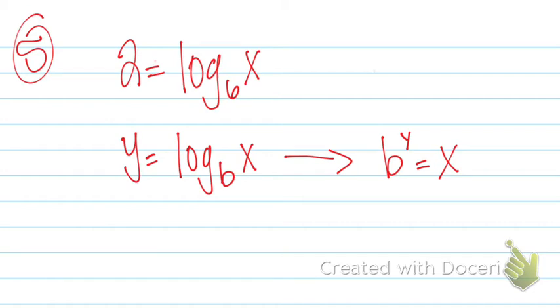So, what is my b value? 6. What is my y value? 2 equals x. But what is 6 squared? 36. Good.